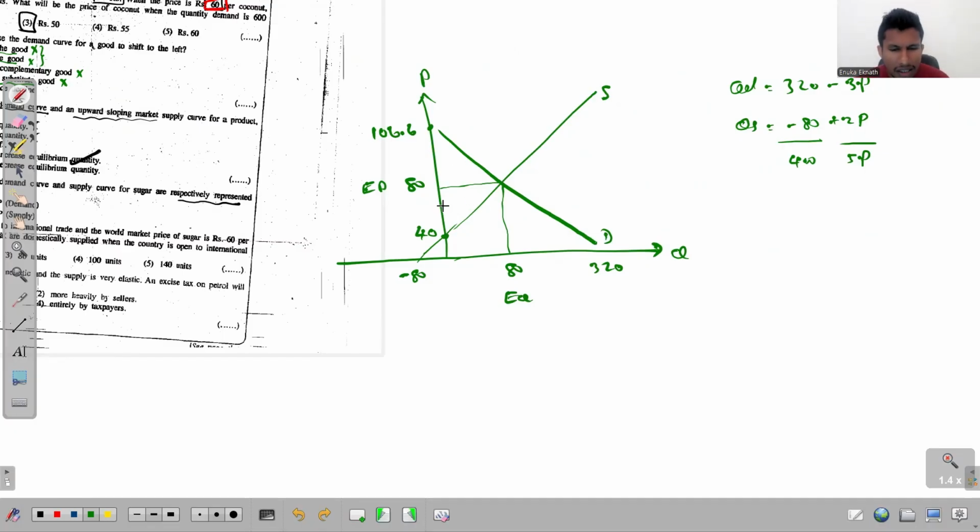This is the world supply curve, right? This is the world supply curve of the world.